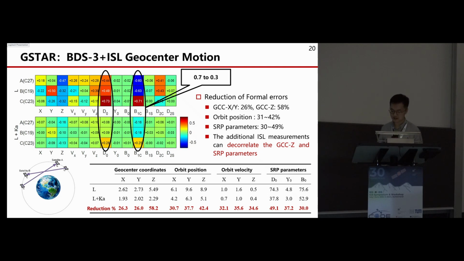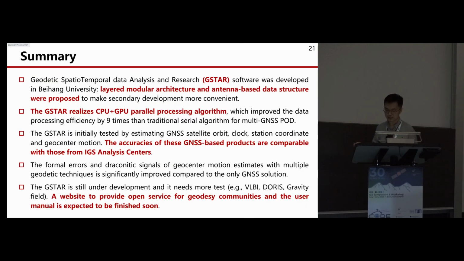The inter-satellite link also contributes to the improvement of the geocenter estimates. When both BeiDou-3 and the ISL data are used, the formal error of the geocenter is reduced by 26% in the X and Y directions, and 58% in the Z direction. The correlation between the geocenter Z direction and the SRP parameters is significantly reduced from 0.7 to 0.3.